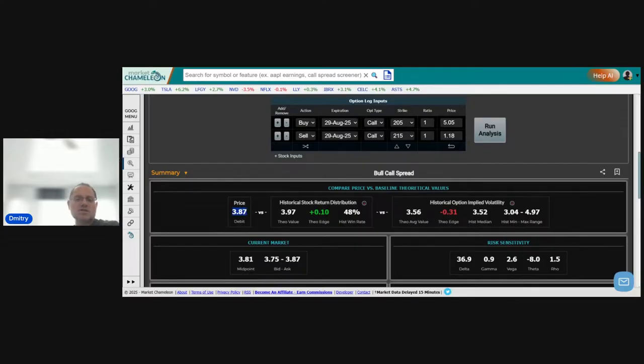Here, it tells us that if we did it at these prices, bought it at 505, sold it at $1.18, it would cost $3.87. Okay, so that would be the cost of it. And now we have the price, right? That's the price we're trying to evaluate.